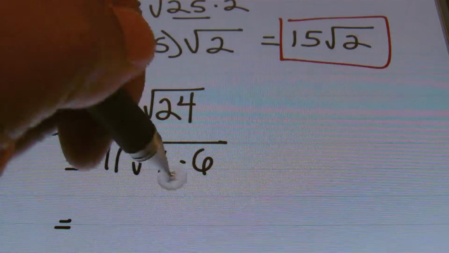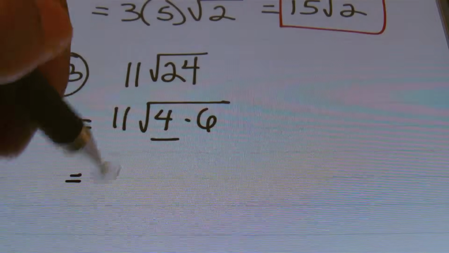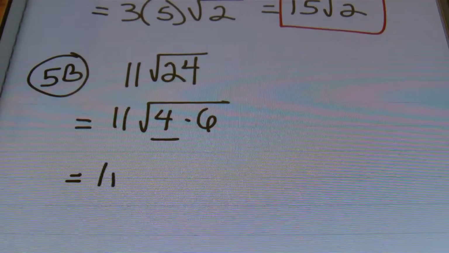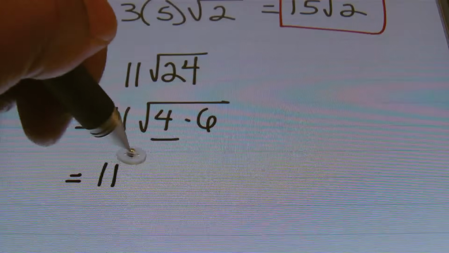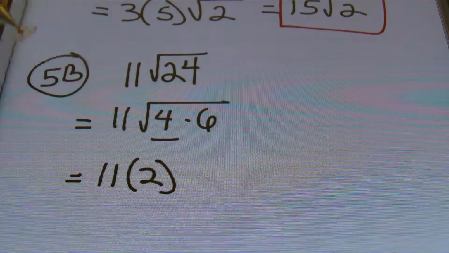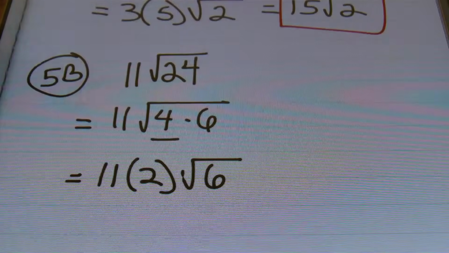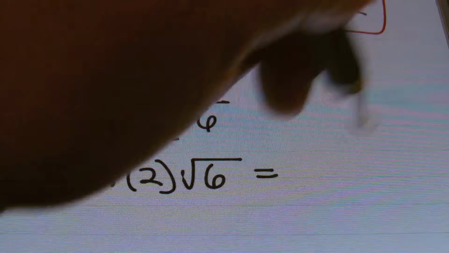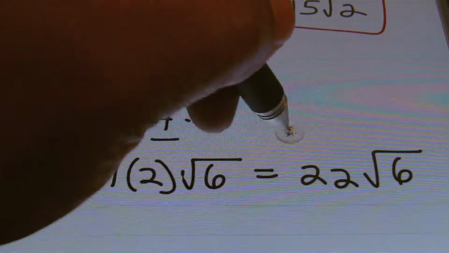Just like that. From here, taking the square root of 4, I'll end up with 11. I hate that 11. I'm going to fix it. There we go. 11 times 2, being the square root of 4, times that square root of 6. Then multiplying the 11 times 2, we'll end up with 22 times the square root of 6, and that's my answer.